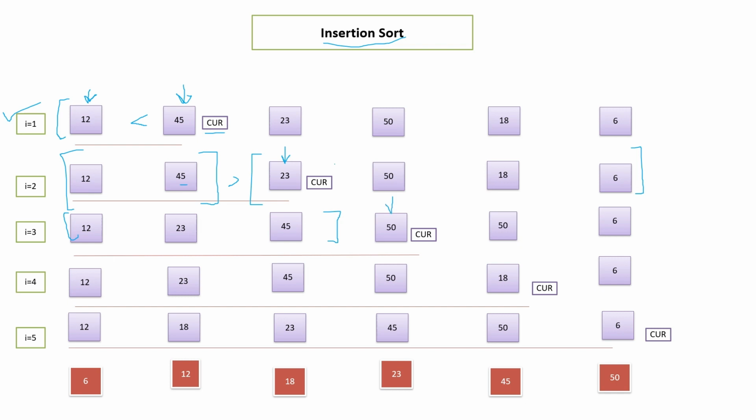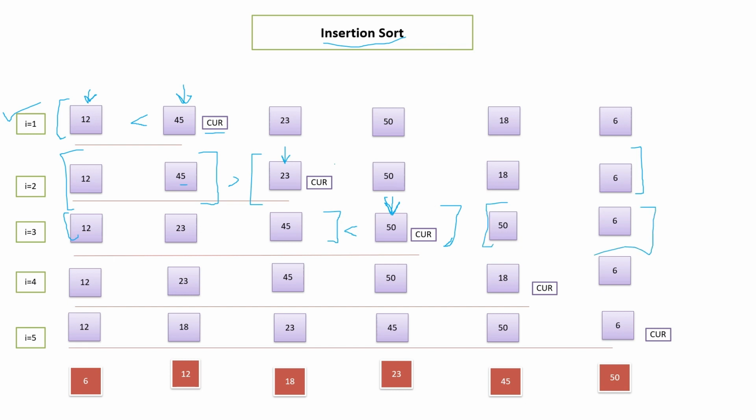Our current variable is now at the third position of the array, and we find that the previous element is smaller than our current element, so we don't need any swapping in the sorted array, and we move to our second half.